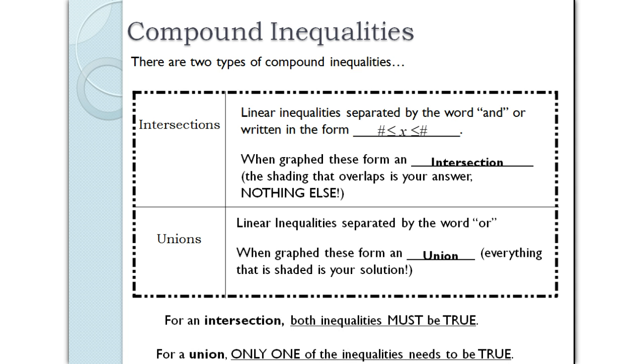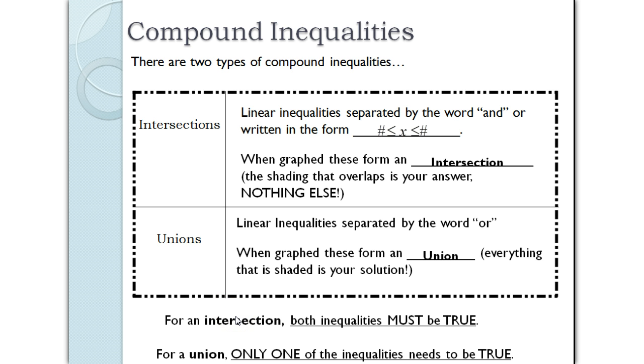So when we go to check our answers, once again, we're going to have two values, two statements that come about. For an intersection to be true, both statements must be true. Remember, with an intersection, we use the word and. We associate the word and with an intersection.